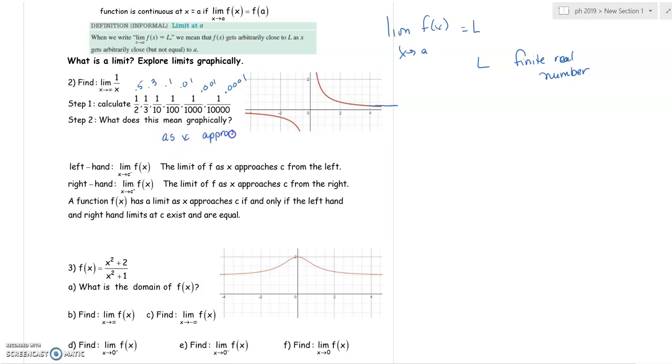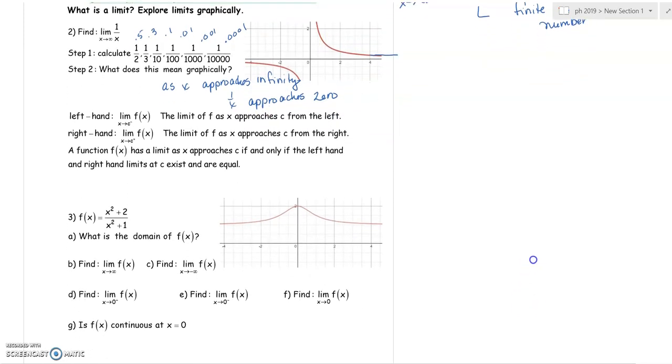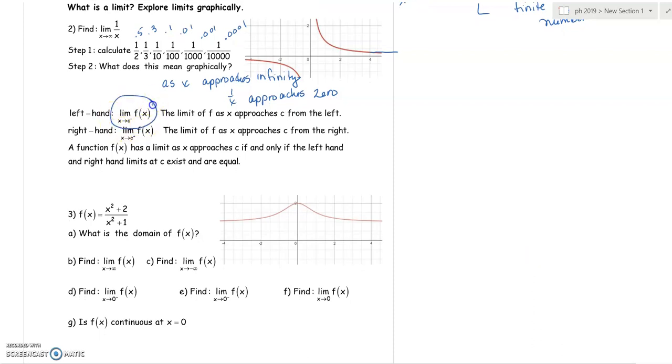Let's talk about left and right-handed limits here. If we have the limit of the function as x approaches c, notice that negative sign is telling us from the left. And the limit of the function as x approaches c with the positive sign is telling us from the right. A function f of x has a limit as x approaches c if and only if the left and the right-hand limits exist at c and are equal.